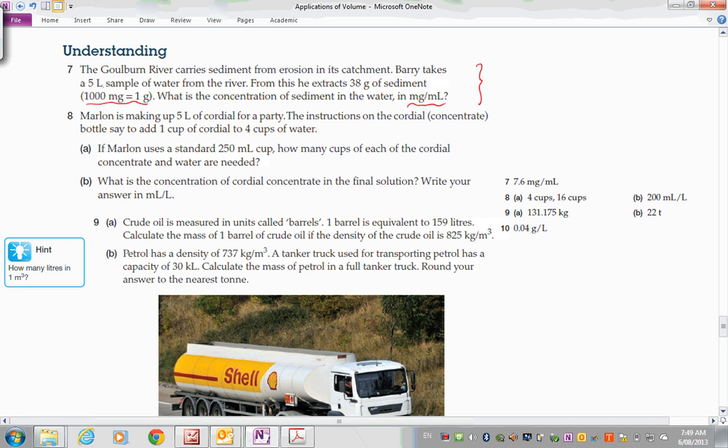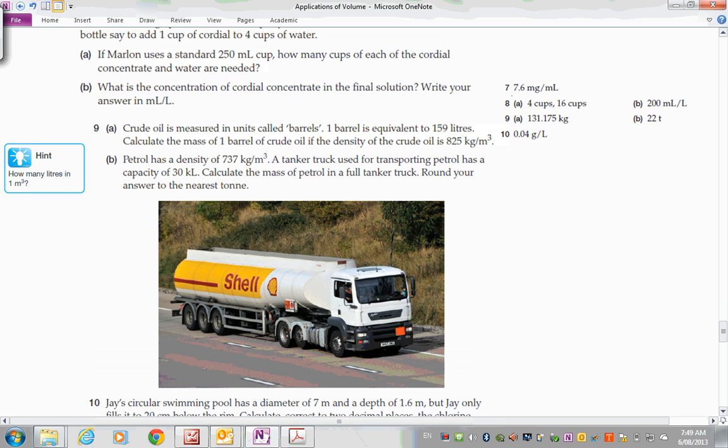Okay, so he's got his final volume of 5 litres. How much solute has he got in that? So that is the concentration formula there, isn't it? Alright, so have a look at each of those. Here's the truck problem down here. Petrol has a density of 737 kilograms per cubic metre. A tanker truck used for transporting petrol has a capacity of 30 kilolitres. Calculate the mass of petrol in a fuel tanker truck. Round your answer to the nearest tonne.